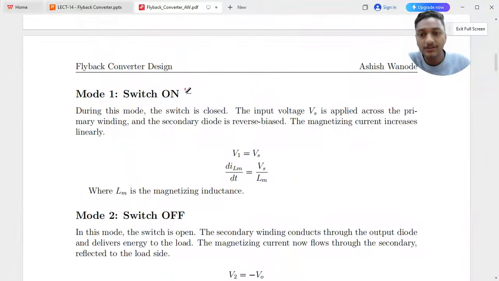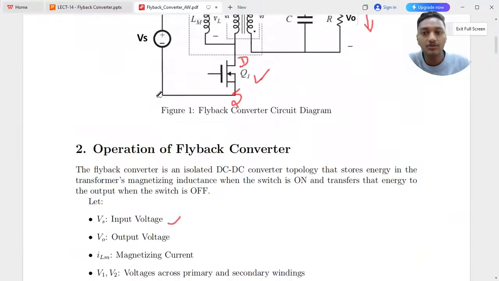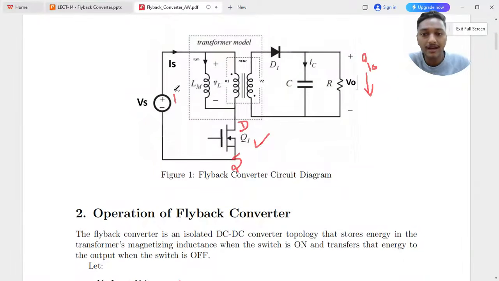Now the switch is on, the first mode I am talking about. When the switch is on, what is going to happen? Current will flow through this particular branch, and my diode is off.